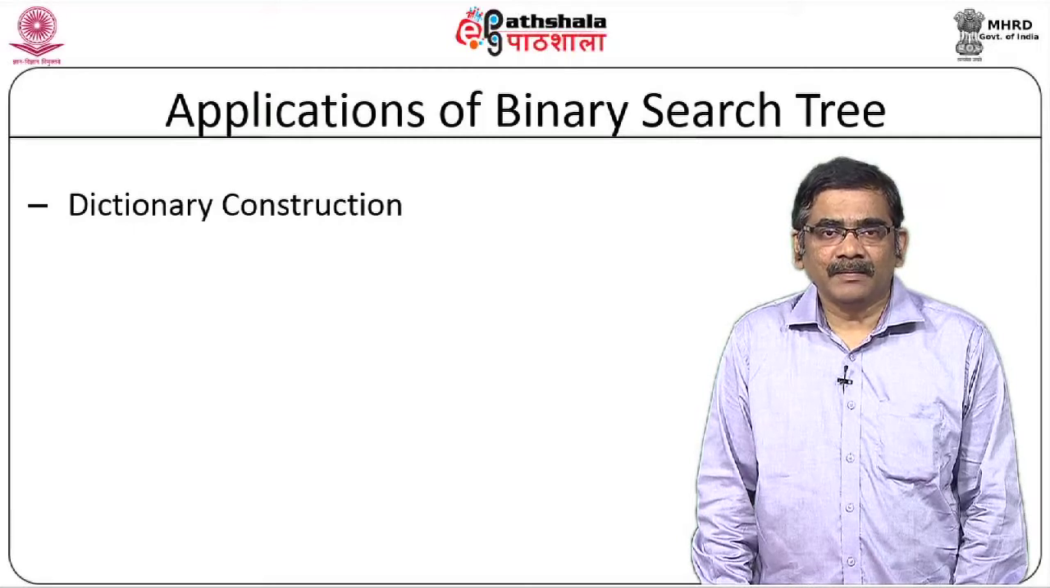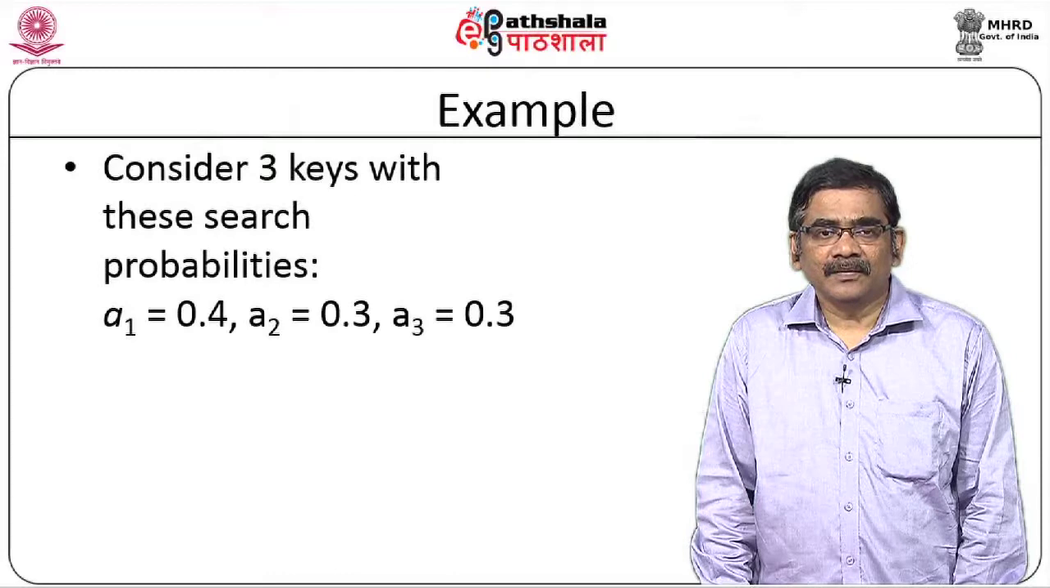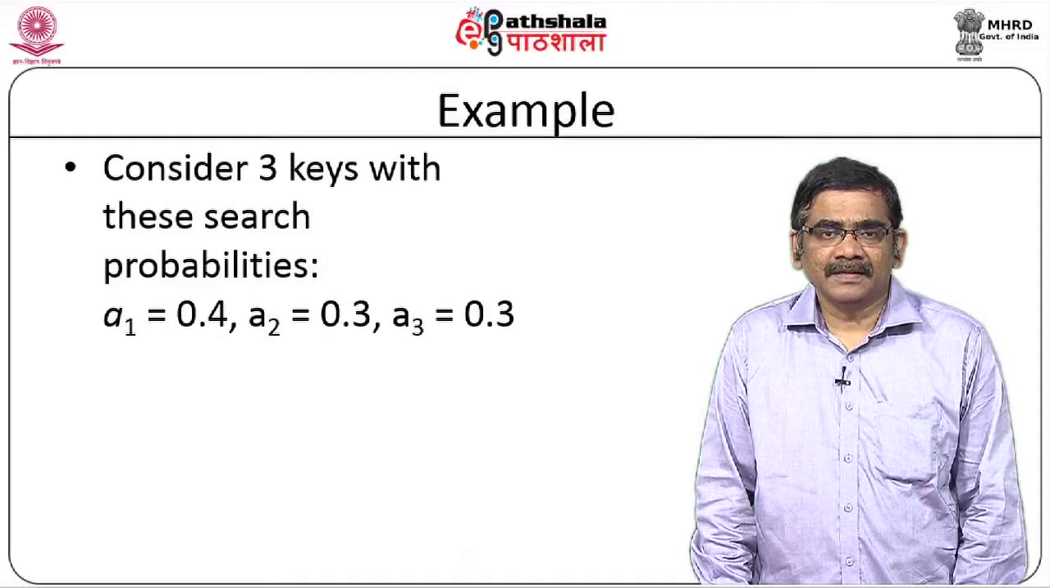This is one of the primary motivations behind the concept of the binary search tree. Fine. Let us take one simple example. Let us try to construct a BST. So, let us take 3 keys and assume these are the various probabilities. Probability comes in here because every key occurs with a frequency. So, let us assume that there are 3 keys with the probabilities of 0.4, 0.3 and 0.3.